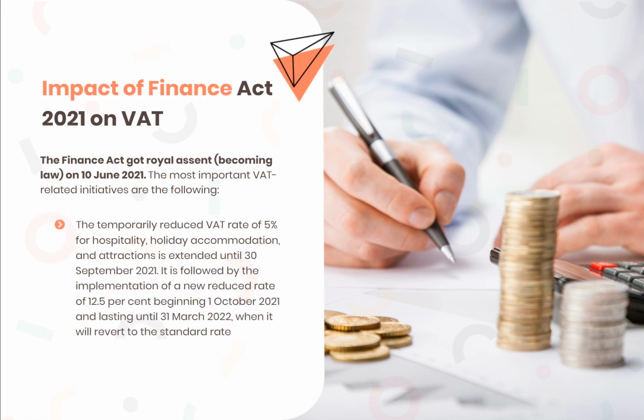Impact of Finance Act 2021 on VAT. The Finance Act got royal assent, becoming law, on June 10, 2021. The most important VAT-related initiatives are the following. The temporarily reduced VAT rate of 5% for hospitality, holiday accommodation, and attractions is extended until September 30, 2021. It is followed by the implementation of a new reduced rate of 12.5% beginning October 1, 2021 and lasting until March 31, 2022, when it will revert to the standard rate.